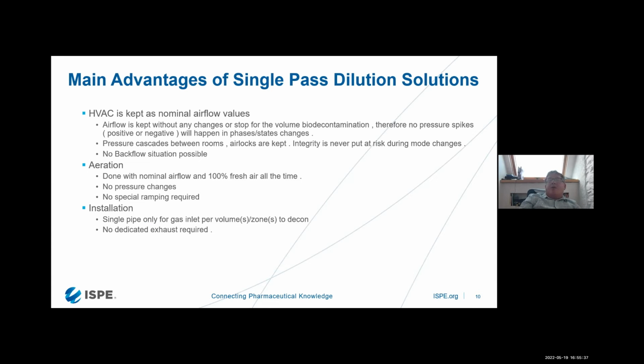Installation is very simple. This is a single pipe, just for the gas inlet for one zone or multiple zones. There is no dedicated exhaust required for the gas. So it's just one single pipe in. The distribution is as good as the HVAC permits. So in the BSL industry, normally it is 20 air volume changes per hour. That's the normal room. I've seen 40, 60 for special applications, or if we have lab animals. I've seen also 10, but normally the rule is 20.